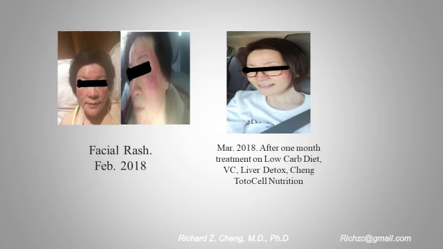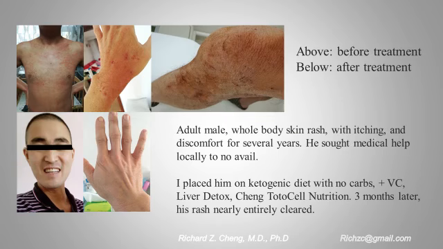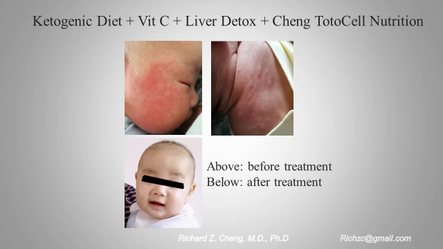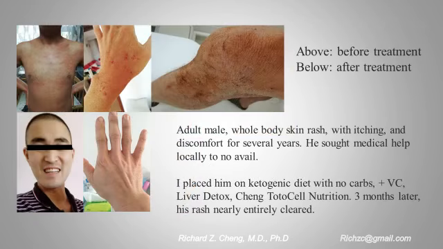This is another case, as you can see here, father and son in the northern part of China, and they suffered for quite a while. This goes back quite a few years now. The father is a sailor, the second man on an ocean liner, and he couldn't walk for quite a while. And he was very happy. As you can see here, the skin cleared up on the ketogenic diet and vitamin C, liver detox, and our total cell nutrition package, which contains a lot of antioxidants.